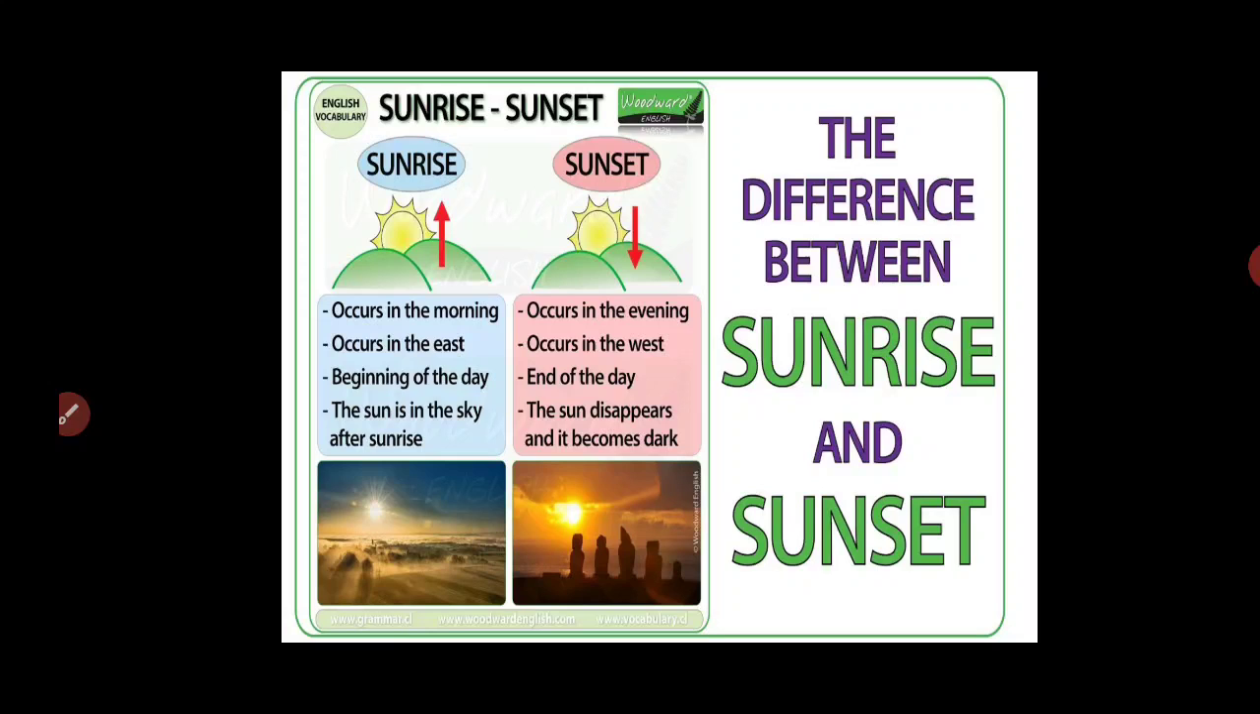Towards your right side is a picture of sunset. Sunset occurs in the evening, children. It occurs in the west side. It marks the end of the day and the sun disappears when it becomes dark.